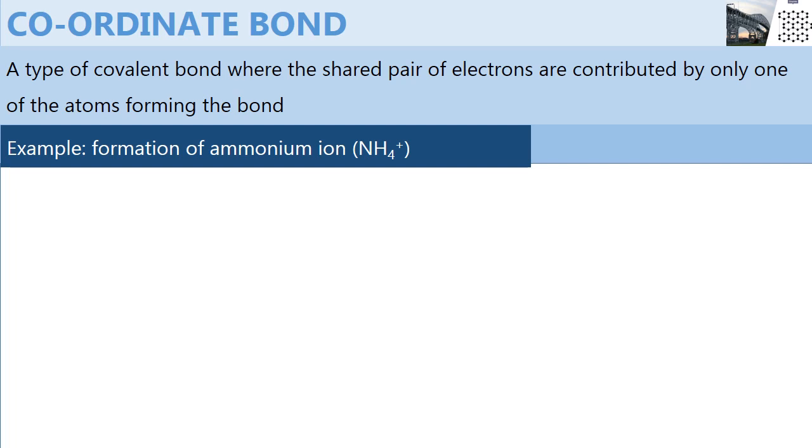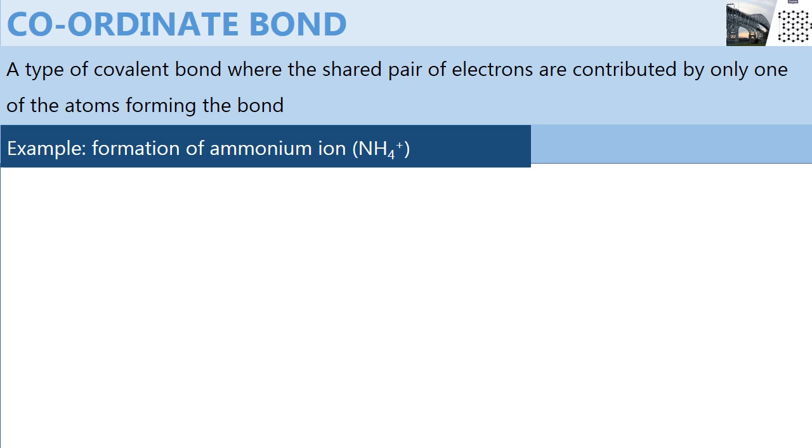Coordinate bond. Last time we talked about the covalent bond. Now, the coordinate bond is a type of covalent bond where the shared pair of electrons are contributed by only one of the atoms forming the bond. Let us use the example of ammonium ion.